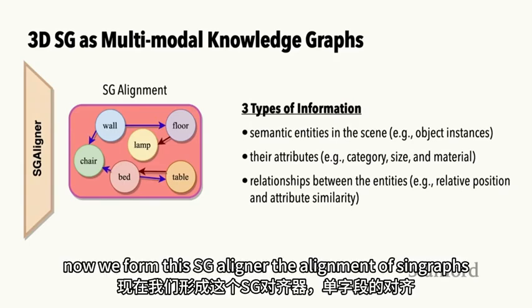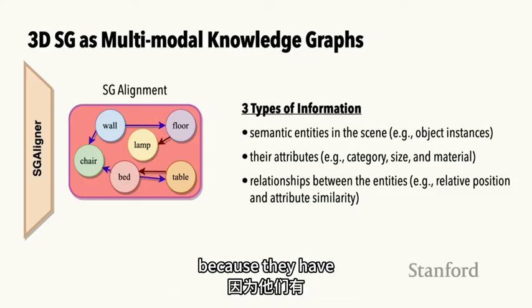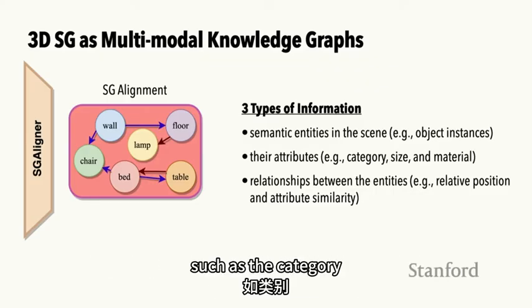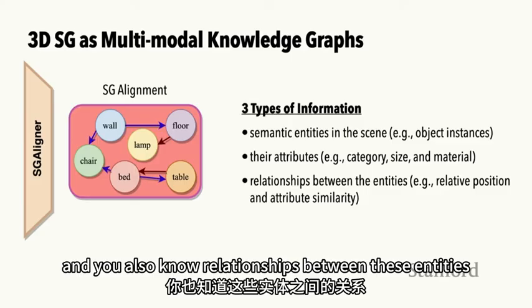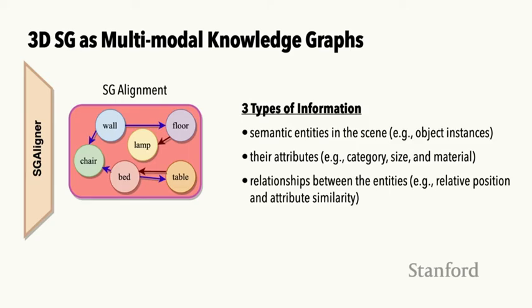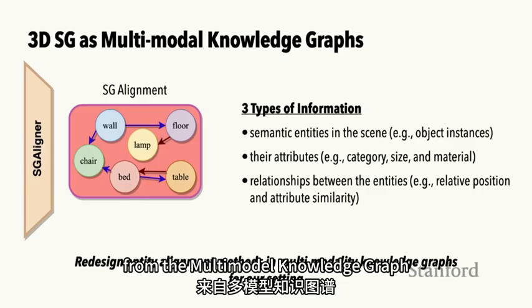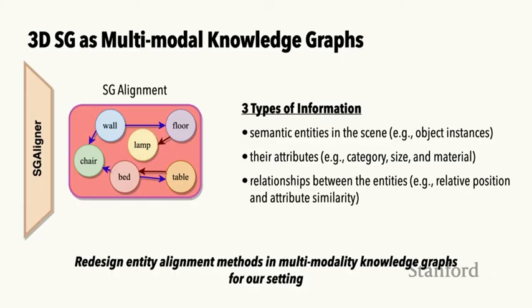Now, we formulate this SG Aligner, the alignment of scene graphs, as seeing them as multimodal knowledge graphs, because they have three types of information within them: semantic entities in the scene, which means the object instances. You have attributes for them, such as the category, the size, maybe the material of the object, and you also know relationships between these entities, such as their relative position or some kind of attribute similarity, and more. And so we can redesign entity alignment methods from the multimodal knowledge graph domain into our setting, which is to align spatial maps together.